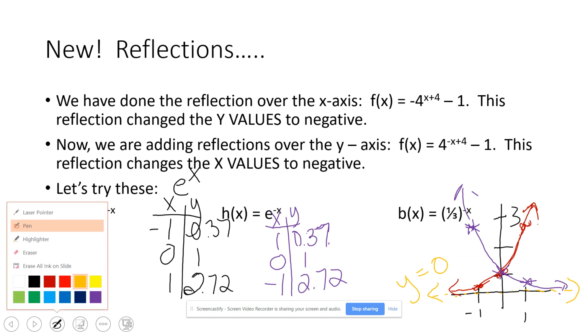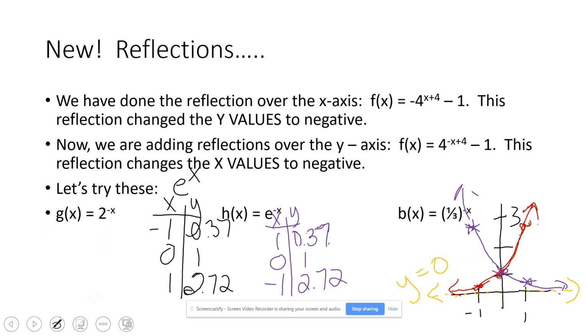For tomorrow's class, the third paper, make sure that you have your 2 tables and 2 graphs. Make sure you include your asymptote and you will work on the transformation.